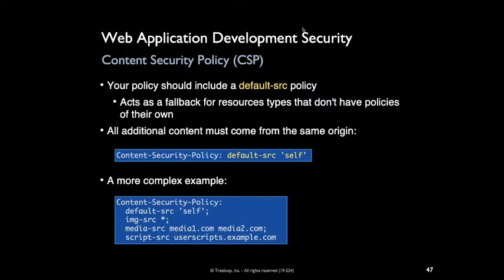Here's a more involved, complex content security policy. In this one, we say default source self. That's kind of our fallback, because everything can come from the same origin. Images, though, can come from anywhere, so we can load images from any domain. Media source, so this would be video files and audio, can come from media1.com or media2.com. And scripts, JavaScript files, can only come from userscripts.example.com.